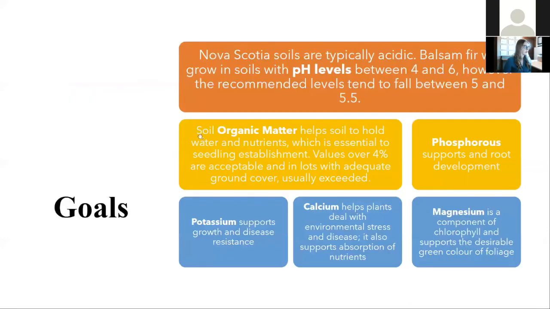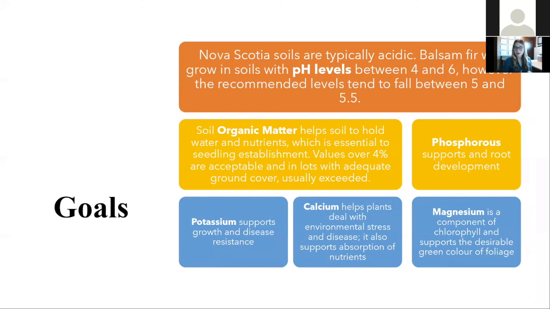So I'm bringing this slide back up for our goals again. We were looking at our pH. We were saying we want that around 5. Most of them are around 4.5, so that's pretty close, pretty okay. Soil organic matter, we need it to be over 4. Some of those were coming back 10%, which is great.